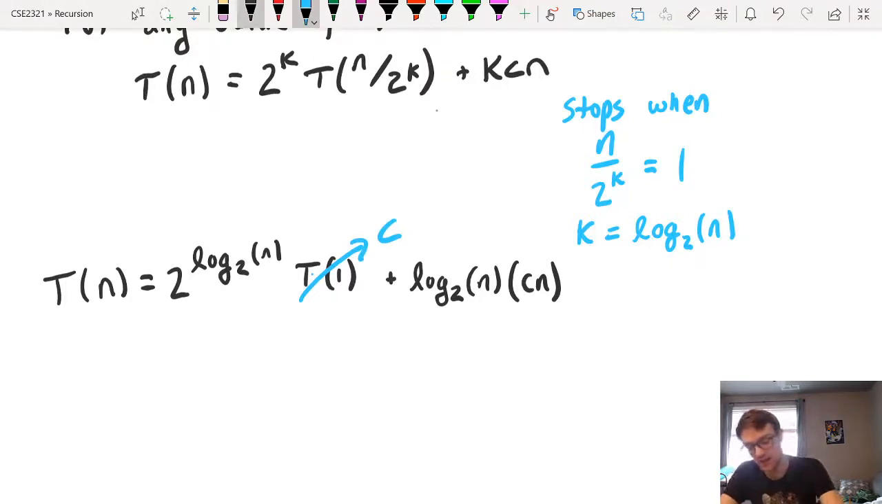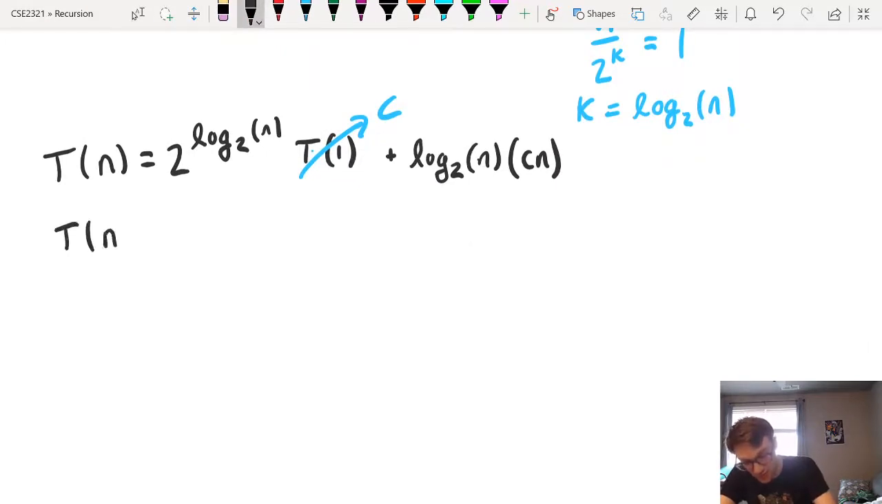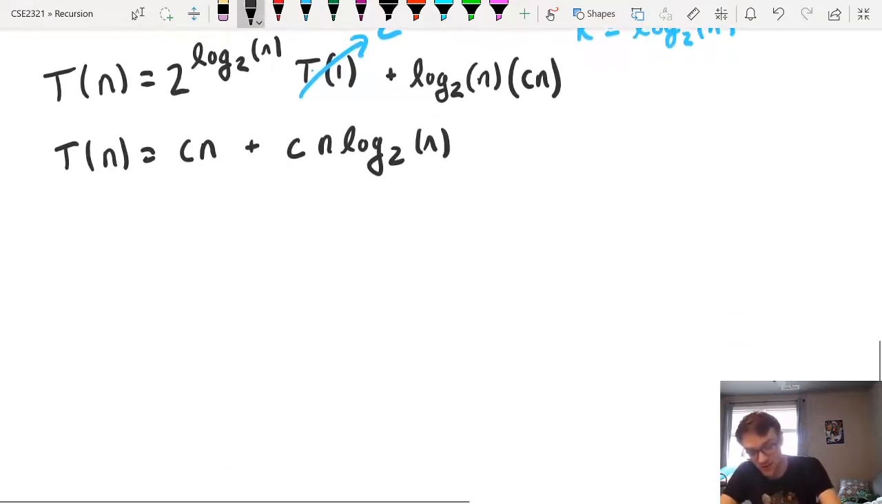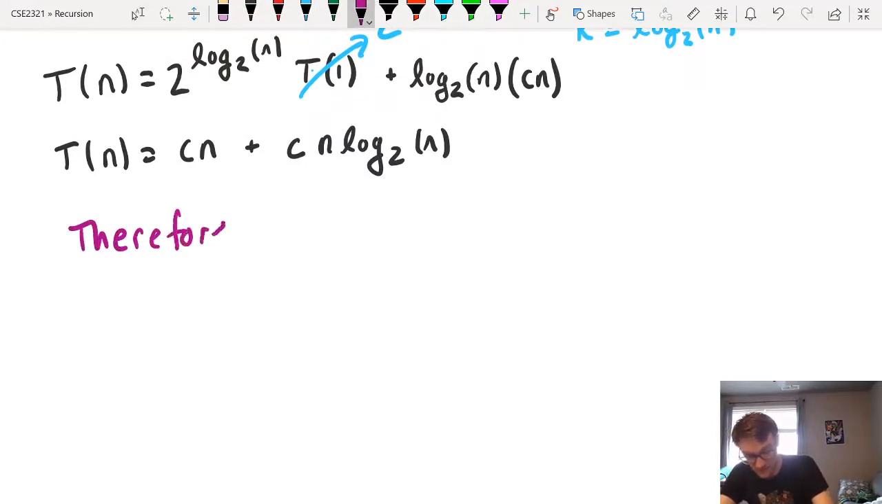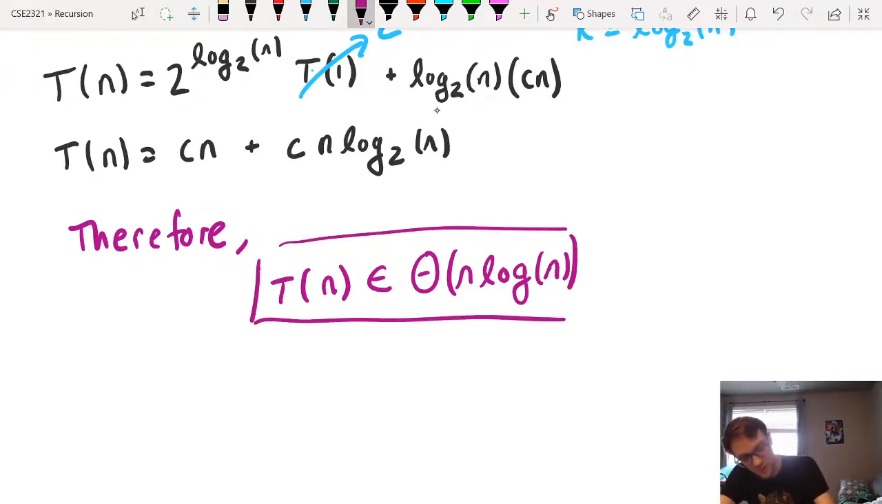We just need to identify sort of the complexity of the terms we have involved. Conveniently, 2 to the log 2 of n, those are inverse functions of each other, so they cancel. So we have cn plus that last term, maybe I write as cn log base 2 of n. And the dominant term here should be n log n, so the complexity, therefore, is t of n is in theta of n log n, which is not too bad to actually work through this problem.